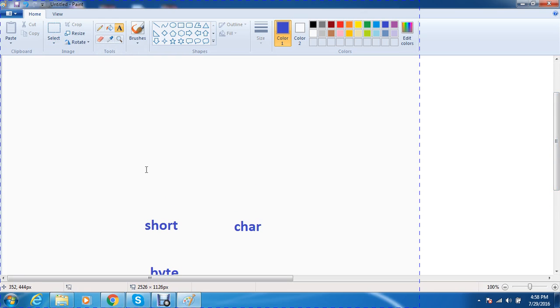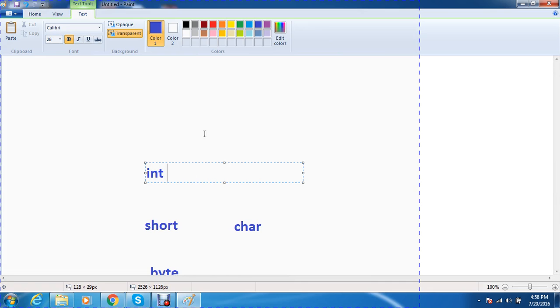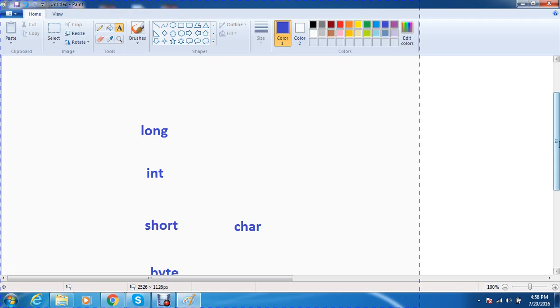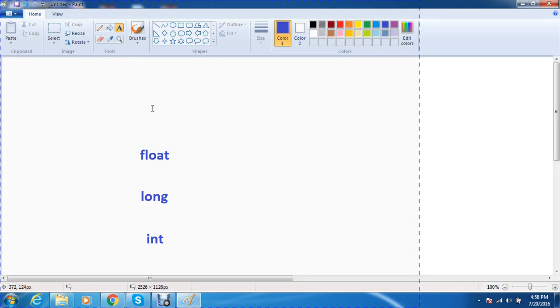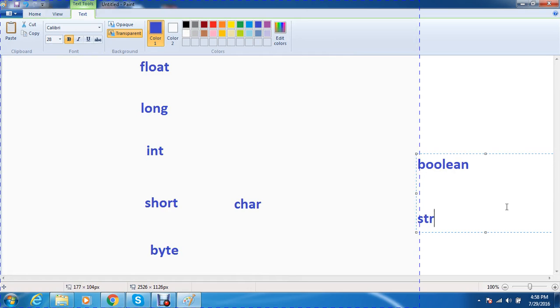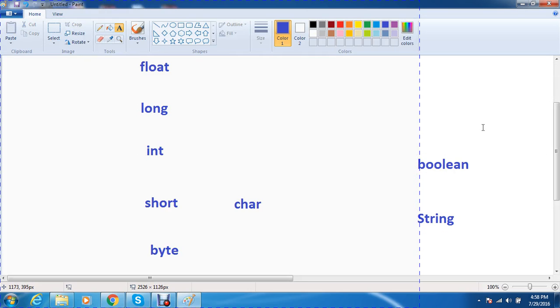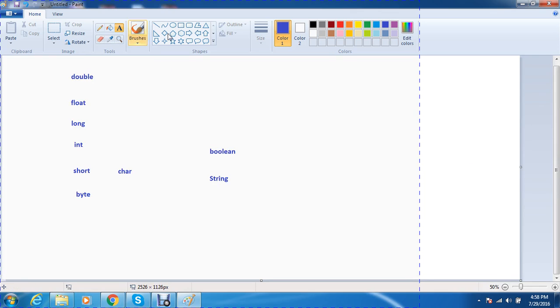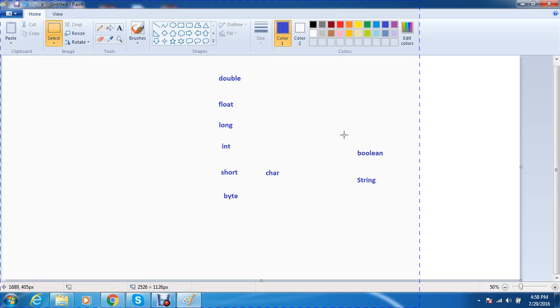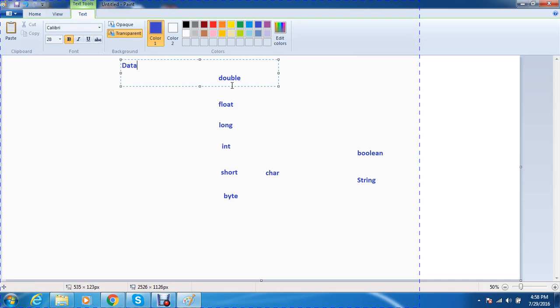Later, we have one more data type called int, and we have one more data type long, and one more data type float. The other one is double. And the remaining data types, boolean and string, are also considered predefined data types. Okay, now observe. I will discuss all these predefined words in terms of data types and also in terms of values.